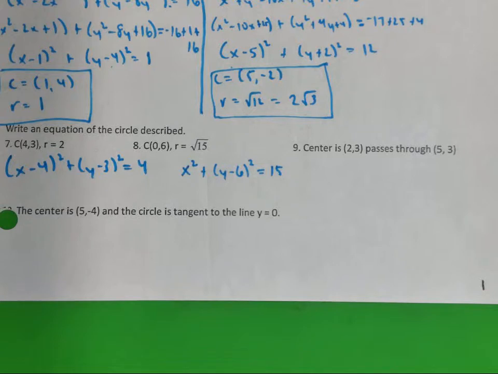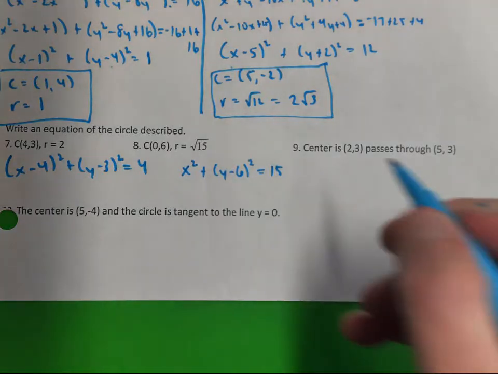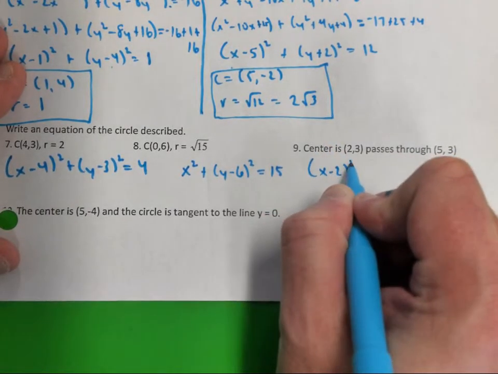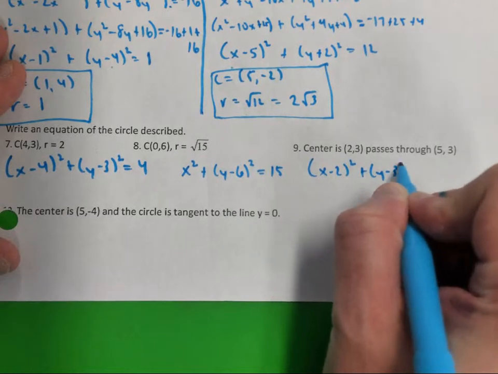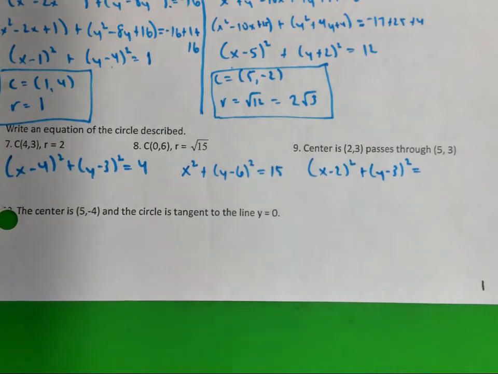Nine and 10 require you to do some thinking. They're not hard, but you got to think about it. On number 9, it says my center's at (2, 3), which is easy. We could go and write that part of the equation out. My center's at (x minus 2) squared plus (y minus 3) squared equals. This is what I don't know: my radius.